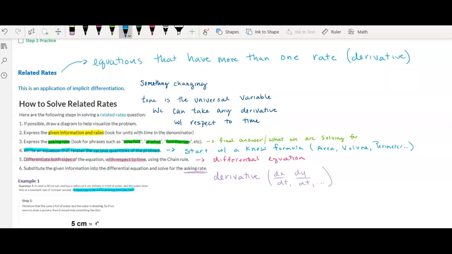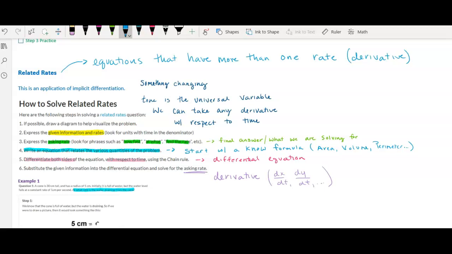And moving on to related rates. Related rates are equations that have more than one rate or derivative. This is an application of implicit differentiation, right? Implicit has more than one variable, and here we have more than one rate.